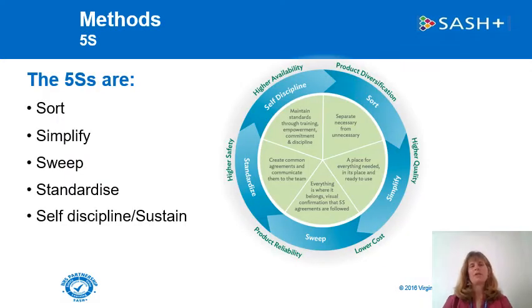So we're going to talk about 5S as a method to improve the workplace environment. The 5 S's are sort, simplify, sweep, standardise, and self-discipline or sustain.